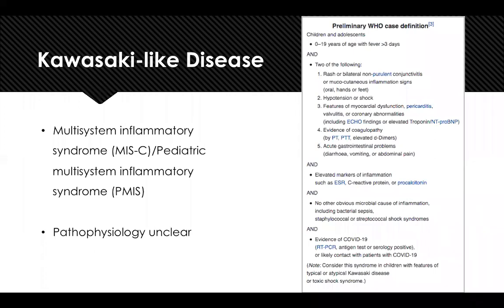Depending on which continent you're at, they call it different things. In the US, they call it multi-system inflammatory syndrome. In the UK, they call it pediatric multi-system inflammatory syndrome. A lot of people just refer to it as Kawasaki-like disease because it resembles Kawasaki disease a lot. Now, the underlying pathogenesis of Kawasaki disease, we don't know it. The underlying pathogenesis of this, we don't know either. It's unclear. There are a lot of theories, but there's nothing definitive that we know about it so far.